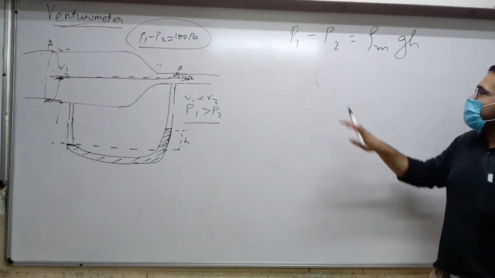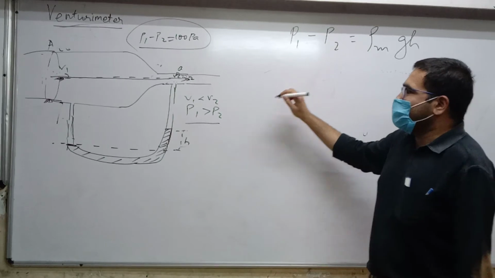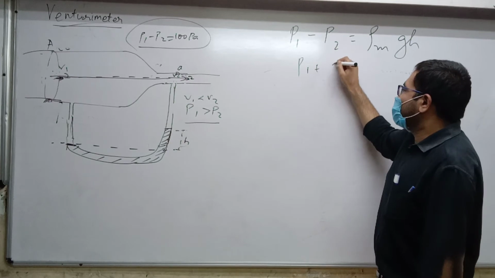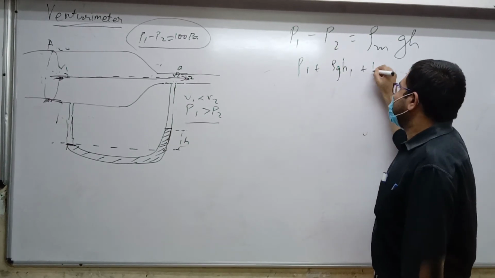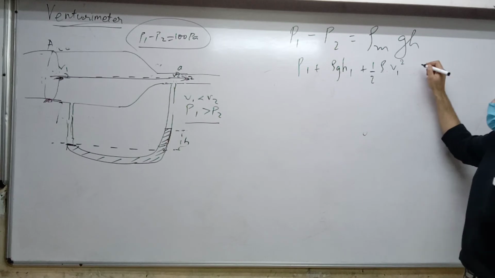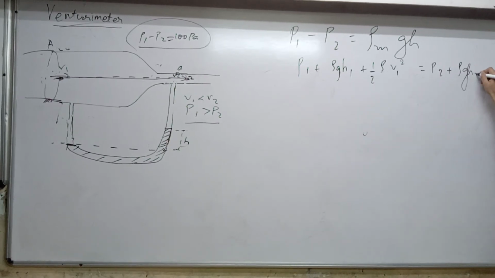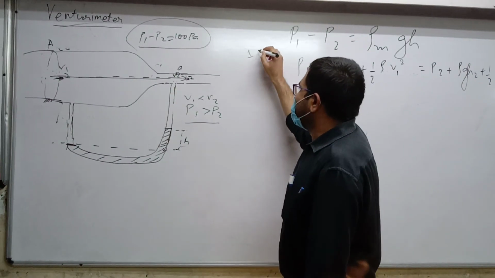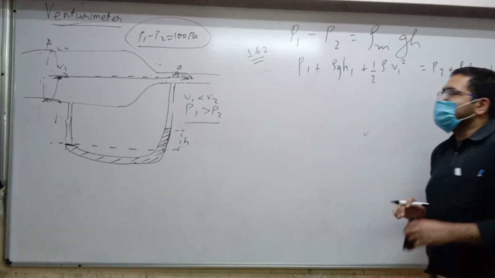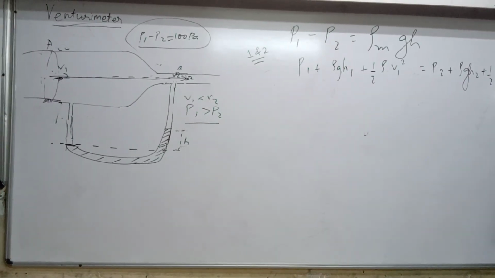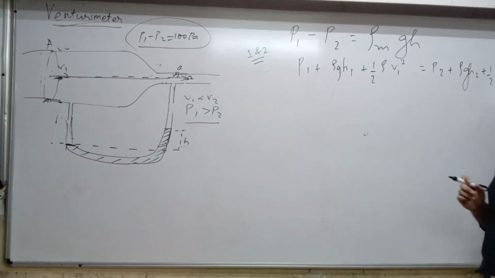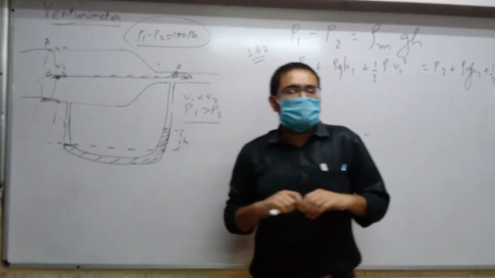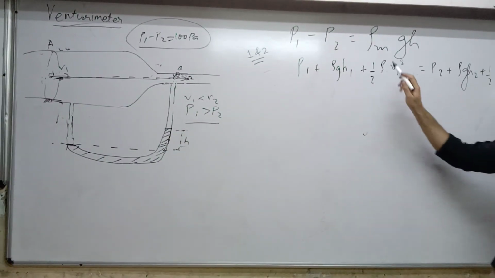Now, this is the pressure difference. Now we'll use Bernoulli's theorem between 2 points, 1 and 2. So P1 plus rho g H1 plus half rho V1 square is equal to P2 plus rho g H2 plus half rho V2 square. Again, this is Bernoulli's equation between point 1 and 2. What would you like to say about the heights H1 and H2 of these points? The height is same. Very good. So that term will cancel.